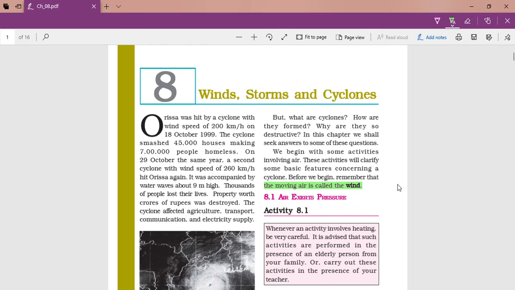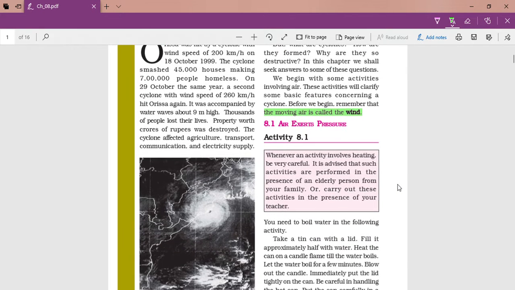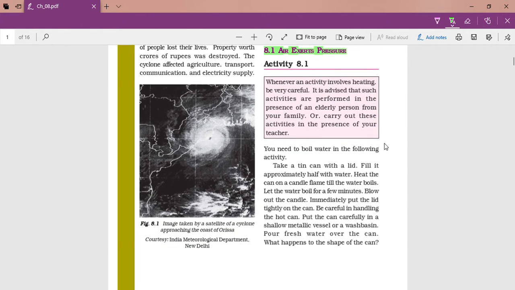Now, in this chapter, we will study the various properties of air. First, air exerts pressure. Regarding this, we will study one activity, activity 8.1. Take a can with a lid, fill it approximately half with water, and heat the can on a candle flame till the water boils. Let the water boil for a few minutes, blow out the candle, and immediately put the lid tightly on the can.